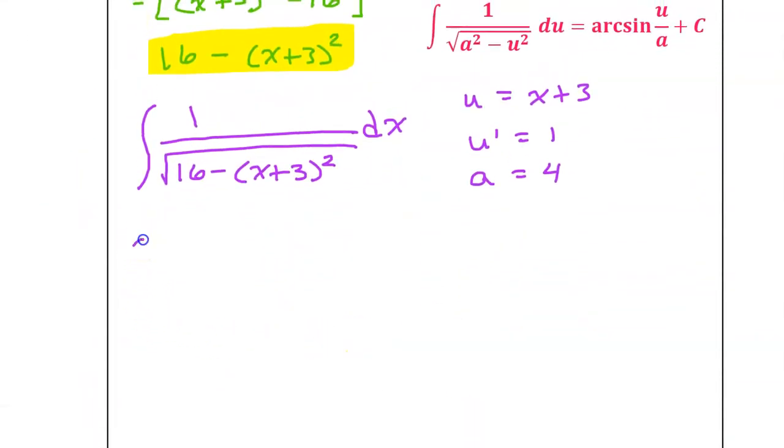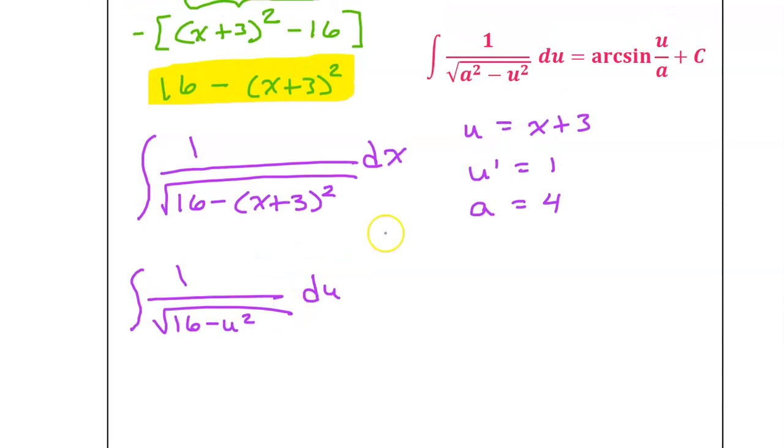So we will have the integral of 1 over the square root of 16 minus u squared. Instead of dx, we will write du over u prime. Well, u prime is 1, so forget I said that. We will just have du. This is now a perfect match for the arc secant rule. Notice that the arc secant rule has no 1 over a in the front of it. So as we use this rule to integrate, we go straight into arc secant.